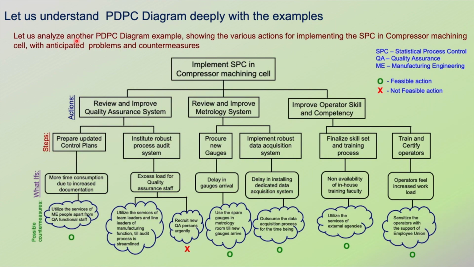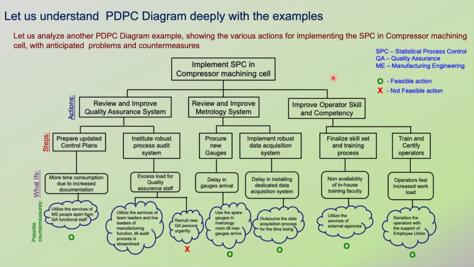Here, let us analyze another PDPC diagram example showing various actions for implementing SPC. SPC is Statistical Process Control in compressor machining cell. In a manufacturing cell which is machining compressors, they wanted to implement SPC and what are all the problems anticipated and their countermeasures. They are all shown in this PDPC diagram.